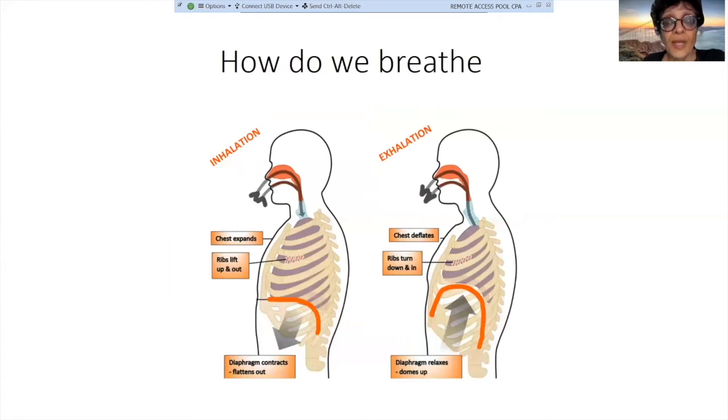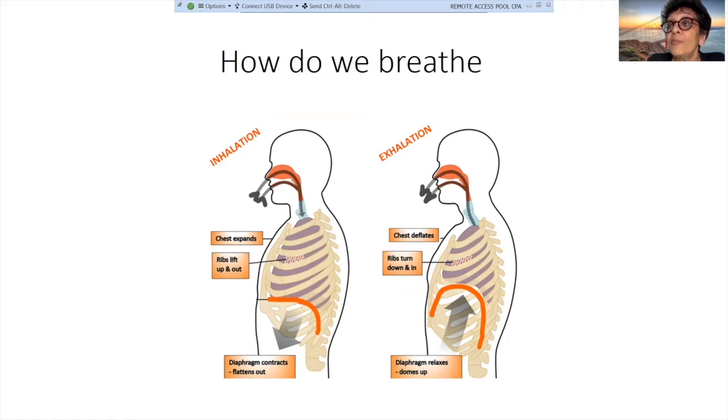So how do we breathe? To breathe, we have to generate what we call a negative intrathoracic pressure in our chest cavity. And to do that, we have to contract the diaphragm. The diaphragm contracts and it flattens out. And then there are muscles connecting the ribs, called the external intercostal muscles. When they contract, they lift the ribs up and out. And so the chest expands. When the chest expands, we create a negative pressure within the thoracic cavity. So now air can flow in from the atmosphere into the lungs.